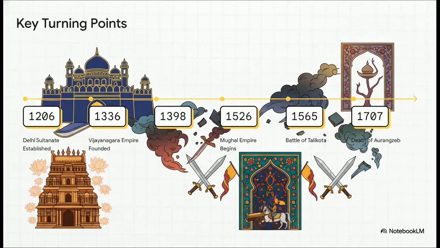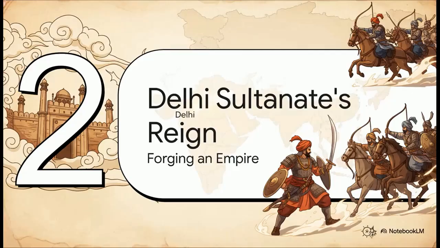1398, a huge turning point. Timur sacks Delhi. Then 1526, the Mughals arrive. And finally 1707, the death of Emperor Aurangzeb, which changes everything. You can think of each of these dates as a domino falling, setting off a chain reaction that completely reshaped the subcontinent. These are the big signposts on our journey. So, let's get into our first major player on the scene.